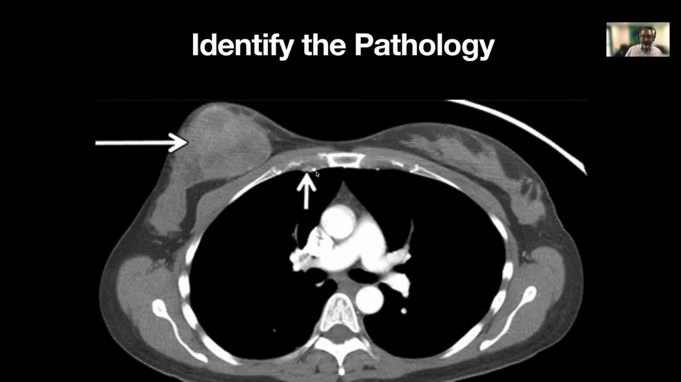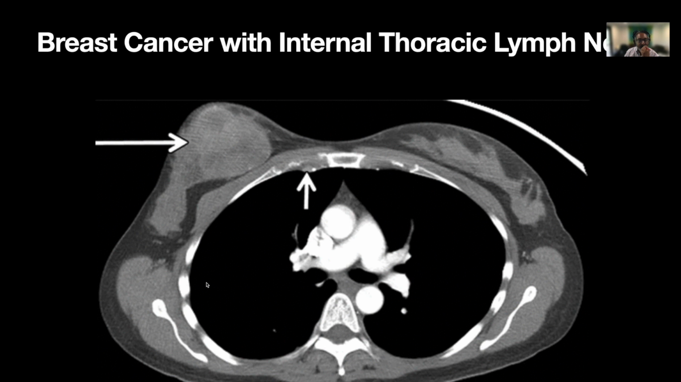And these lymph nodes here. Oh no, that's not the lymph node. That's the lymph node. Yes, you can call them internal thoracic lymph nodes, or you can even call them parasternal lymph nodes. These are the two terms that are used interchangeably.